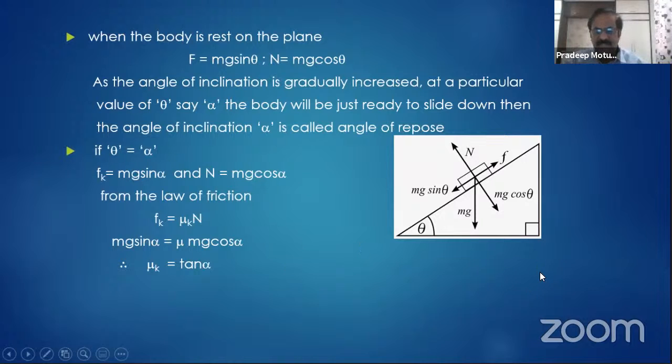From the laws of friction, as you know, friction is directly proportional to the normal reaction, so if you take the proportionality constant, Fk is equal to mu k N. What is mu k? It is the coefficient of kinetic friction. So what is Fk? Mg sin alpha. What is N here? Mg cos alpha.